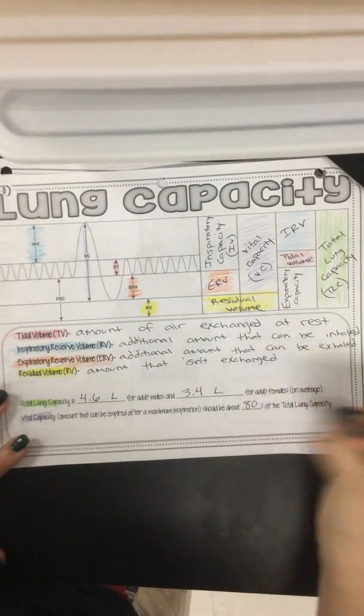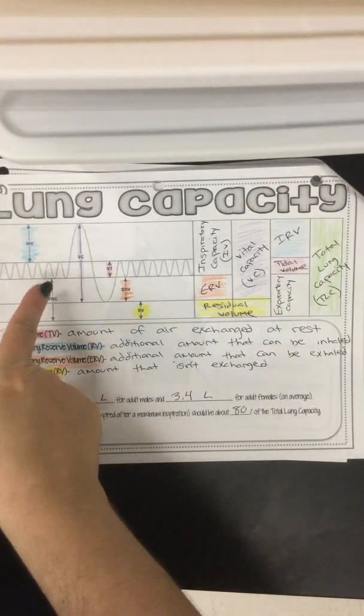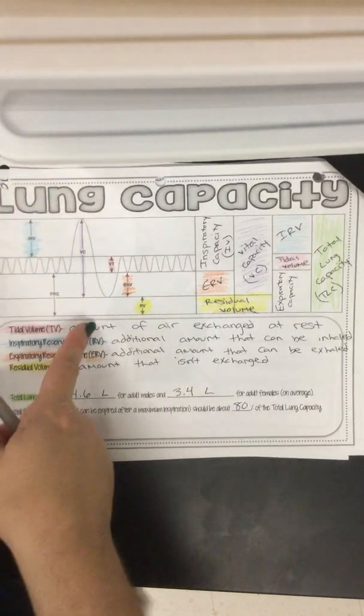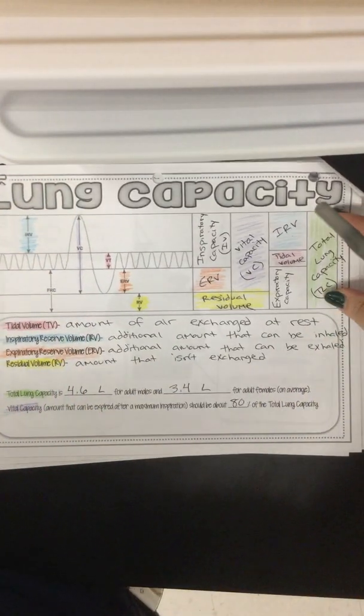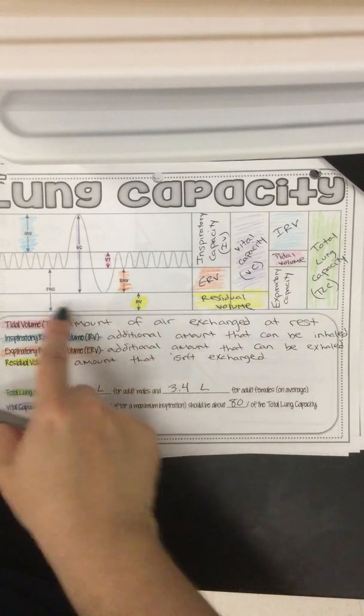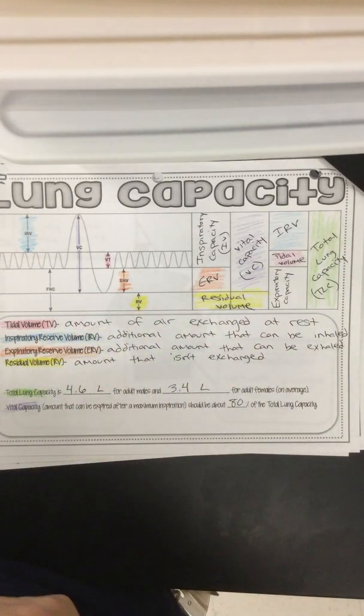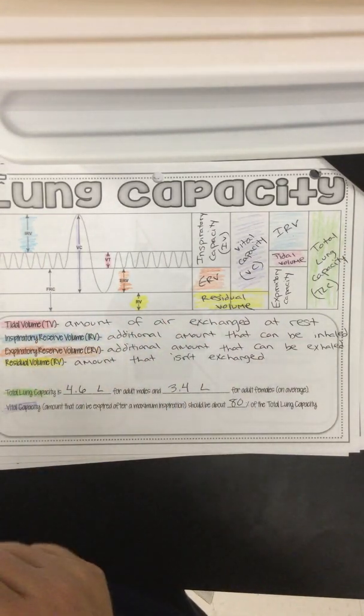Vital capacity is about 80% of your total lung capacity. So the amount you could really breathe in and then breathe out is about 80% of this. The rest is the residual volume that doesn't really go anywhere. Okay, hopefully that makes sense.